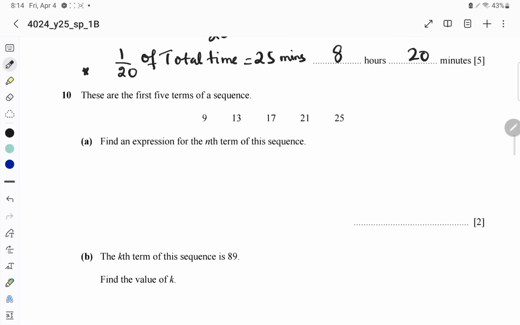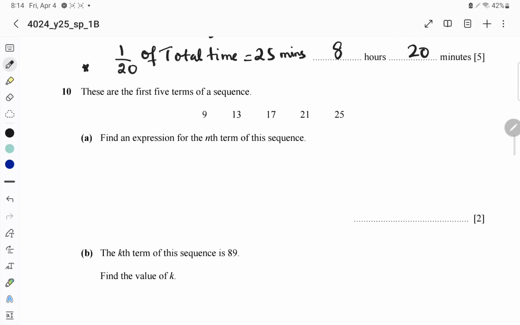Okay, so now question number 10. There are 5 terms of a sequence given. So find an expression for the nth term. For the nth term, we identify whether it is linear, quadratic, cubic, or geometric, what sequence it is. So for that we find out how much the difference is. So I'm copying down 9, 13, 17, 21 and 25 and finding the difference. 13 minus 9 is 4. 17 minus 13 is 4. It means it's linear. Let's check more. 21 and 17 is also a difference of 4, and 25 and 21.